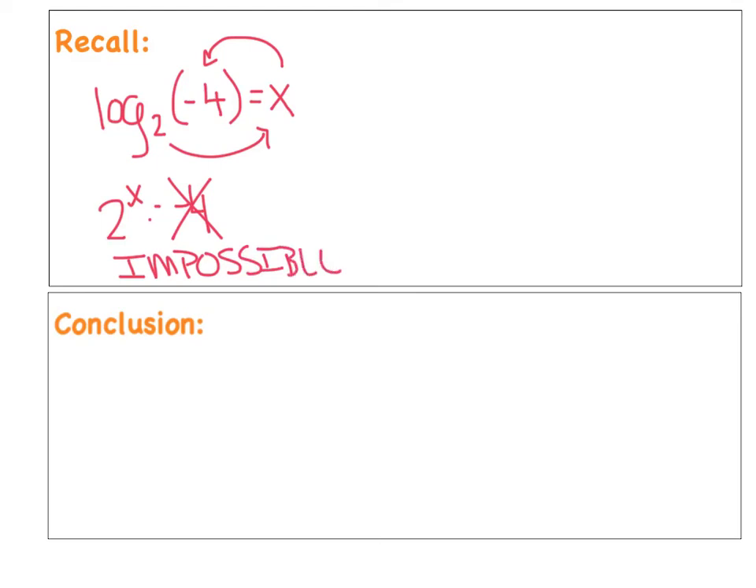And we also had you entertain this idea. What's the log base 2 of 0? And we said, okay, let's set it equal to something.